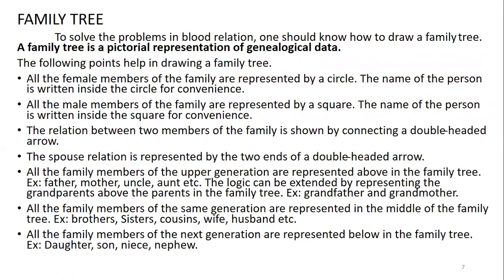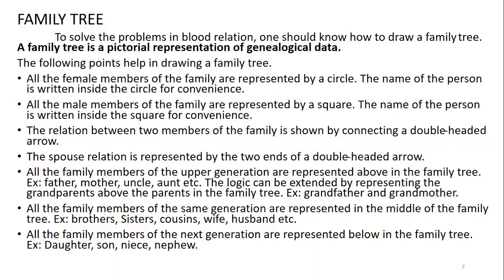Family tree. To solve the problems in blood relation, one should know how to draw a family tree. A family tree is a pictorial representation of the genealogical data. The points we are going to see here: the female family members are represented by a circle, whereas male family members are represented by a square. Their name is written inside the circle, and the same way, the male members' name is written inside the square.